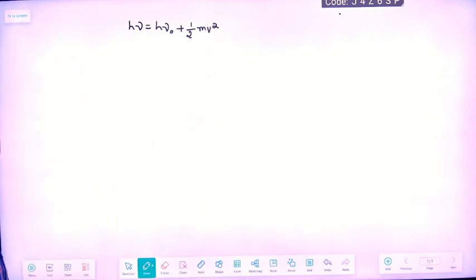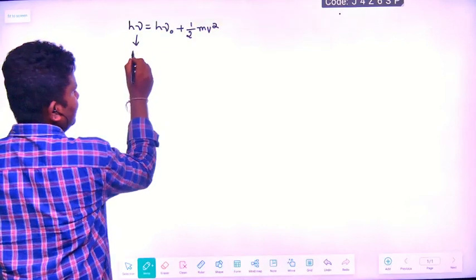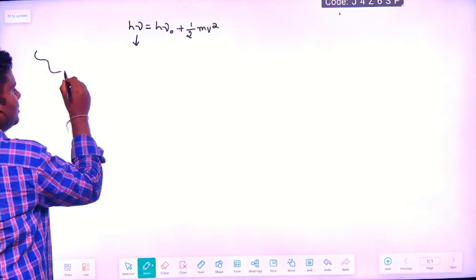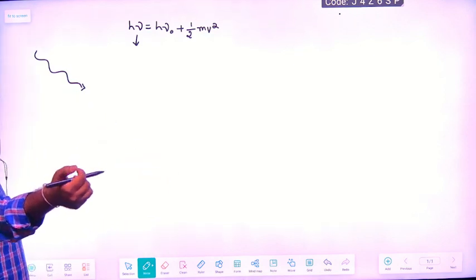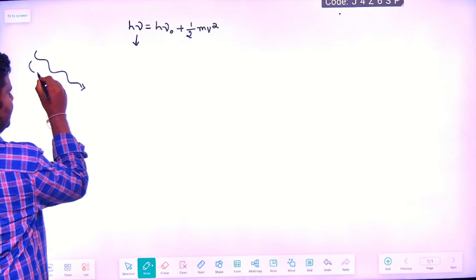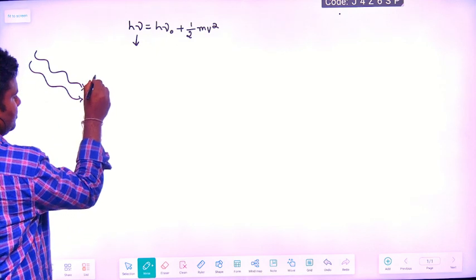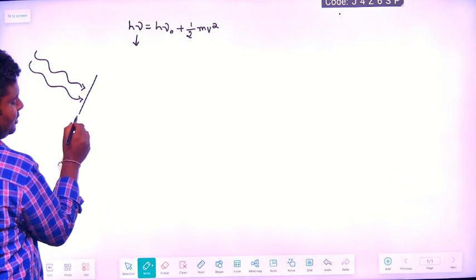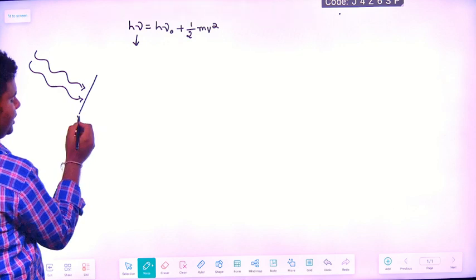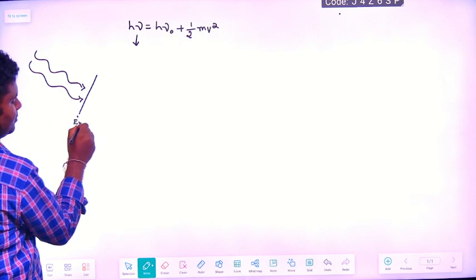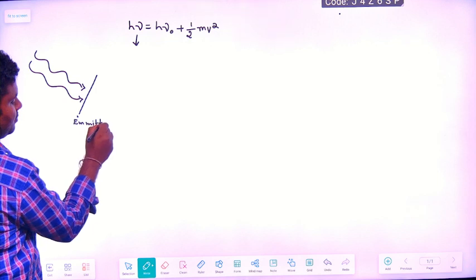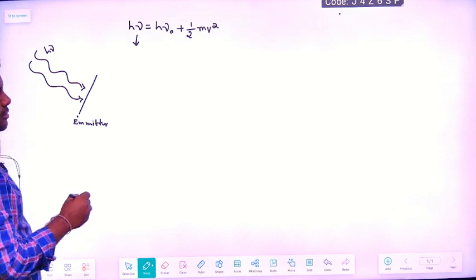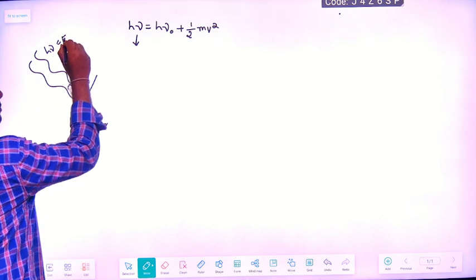Listen here. h mu is what? It is incident energy. Correct, right? The energy of the light rays which are falling on the metal surface. For example, it's a metal plate which is the emitter plate. So the energy of the incident ray is h mu. E is equal to h mu. Correct, right?